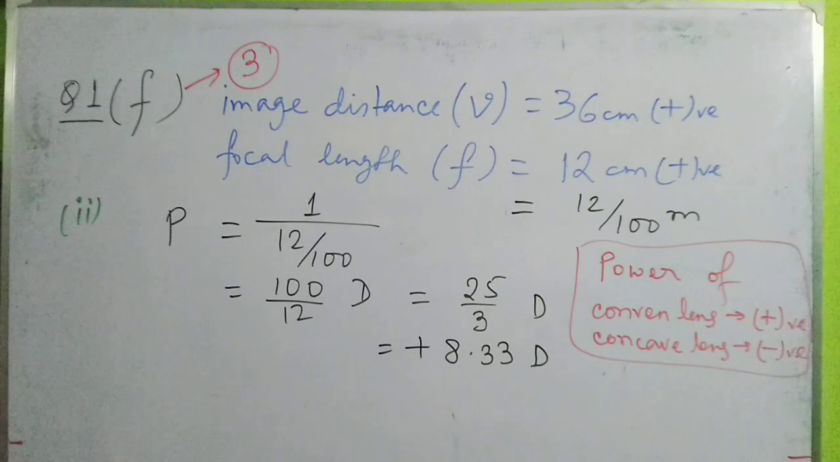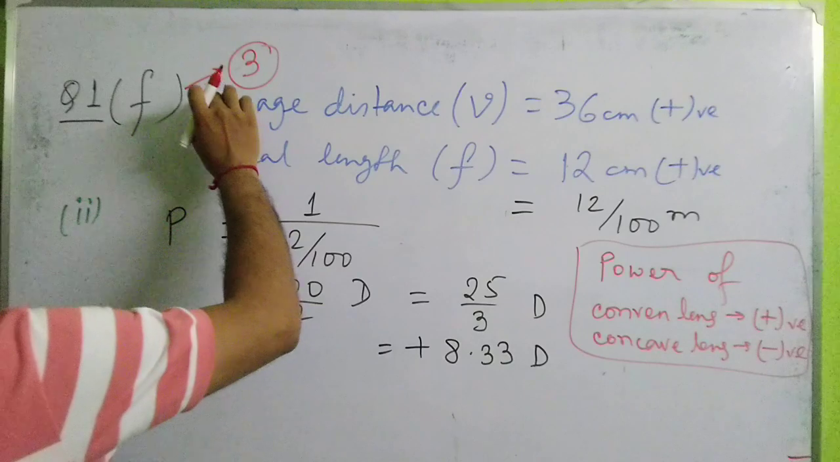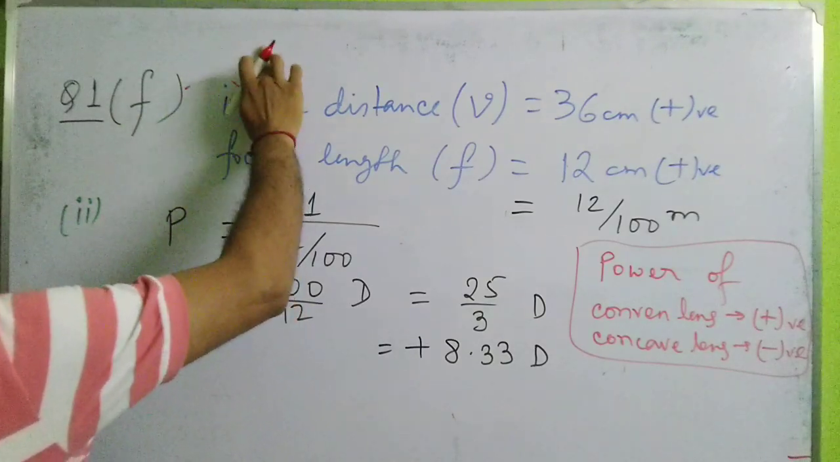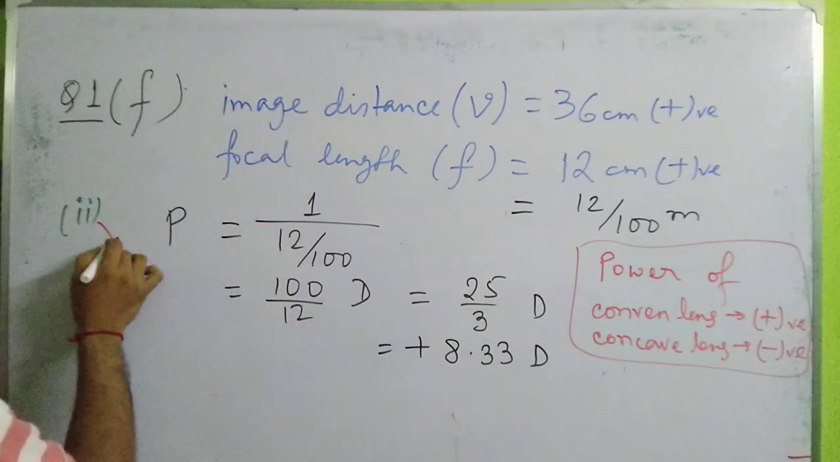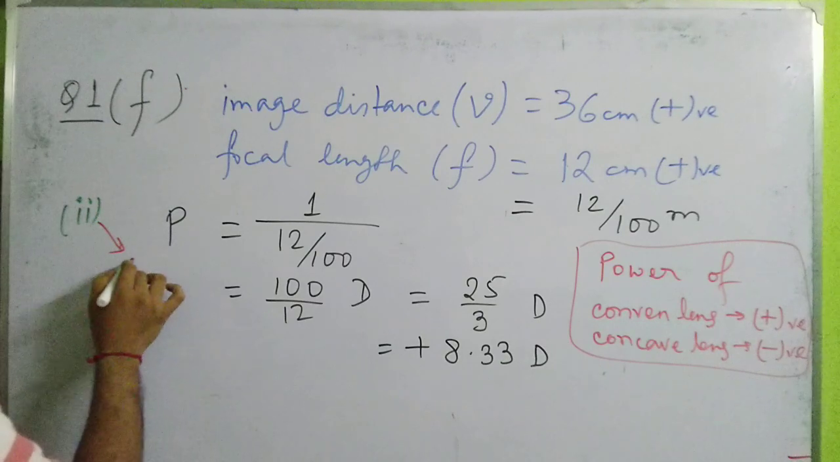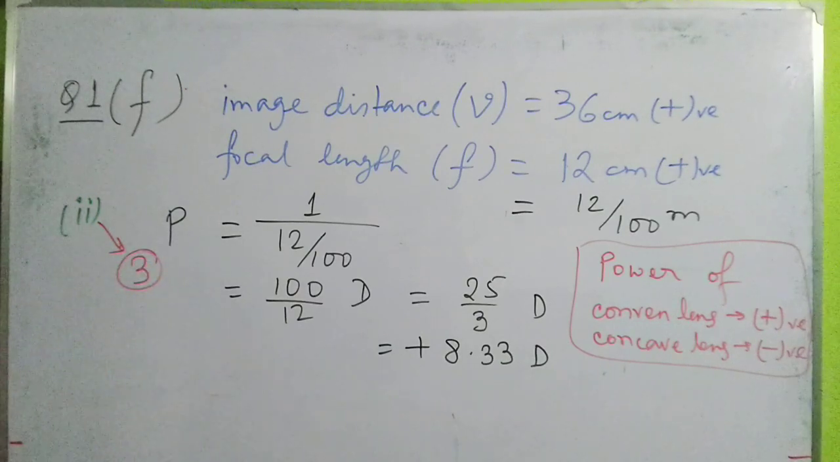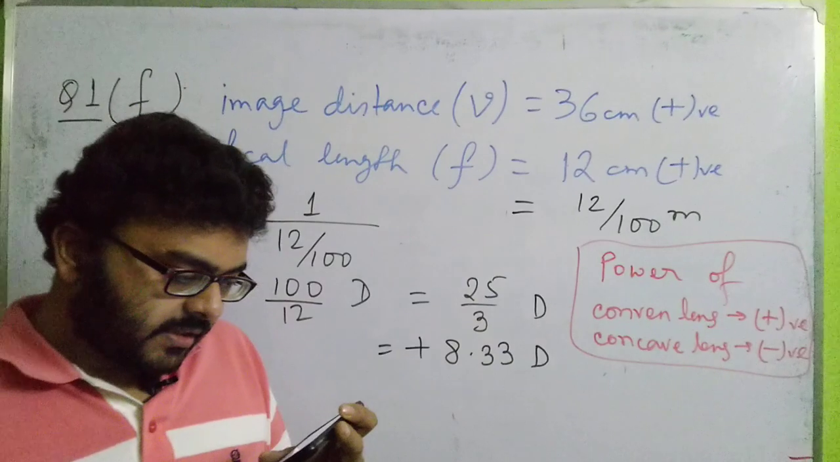So question number 1F subpart 2. The answer is option C. Let me just erase it out. Question number 1F subpart 2. This is also option number 3. So the answer is plus 8.33D. Fine. So I think this is clear.